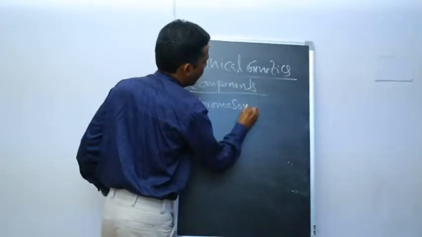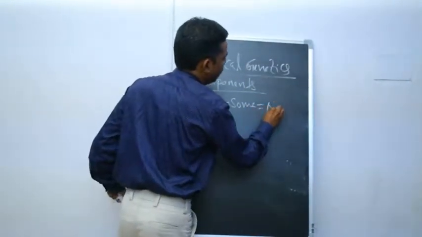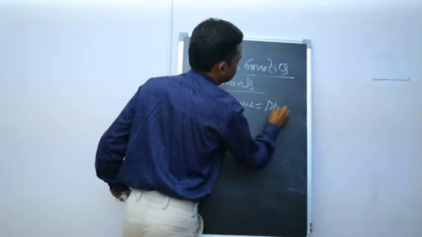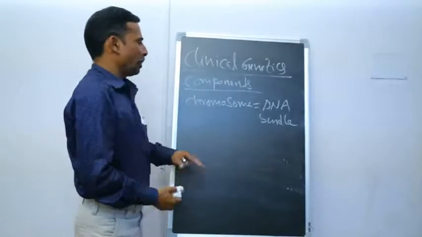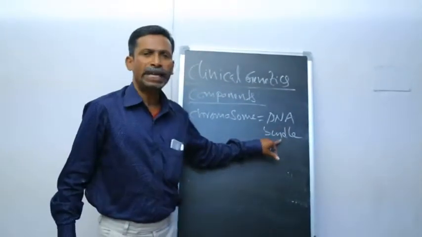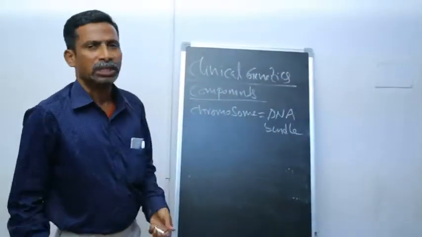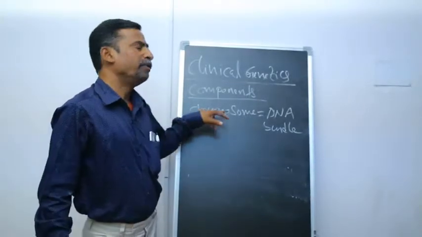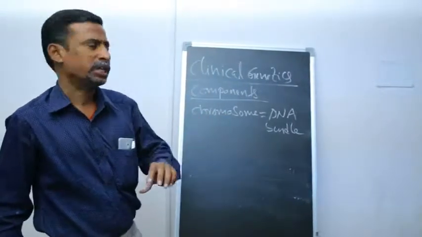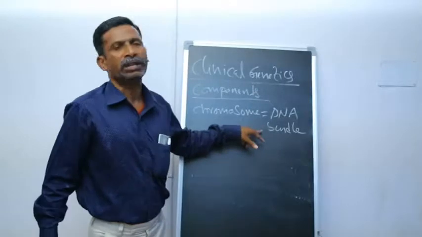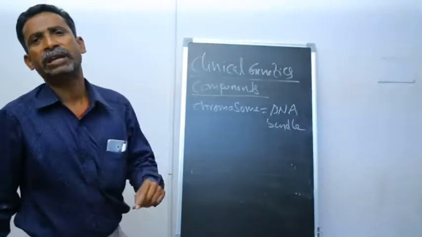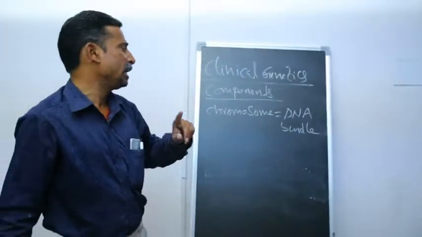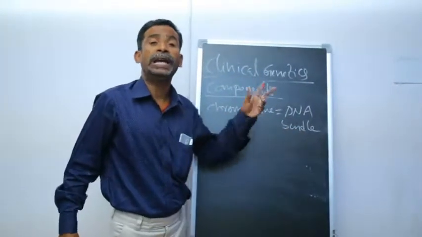Chromosome means a DNA bundle. This chromosome number varies from species to species. In human beings, the chromosome number is 46. In the case of birds, you can take the pigeon. The pigeon contains the highest chromosome number in the entire world.